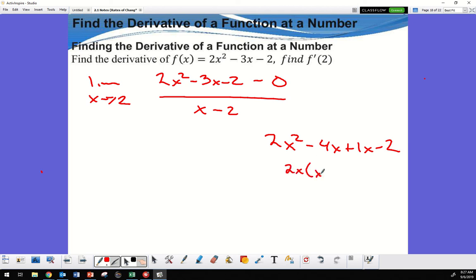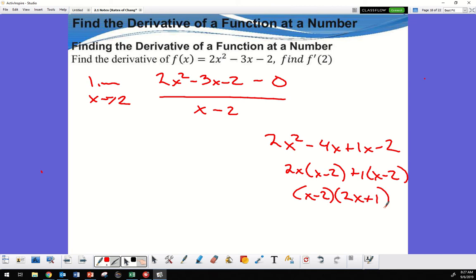I'm left with x minus 2. I'm going to take out a positive 1 plus 1, because I already have the x minus 2 like I need. X minus 2, and I'm left with a quantity of x minus 2 times 2x plus 1. There we go.